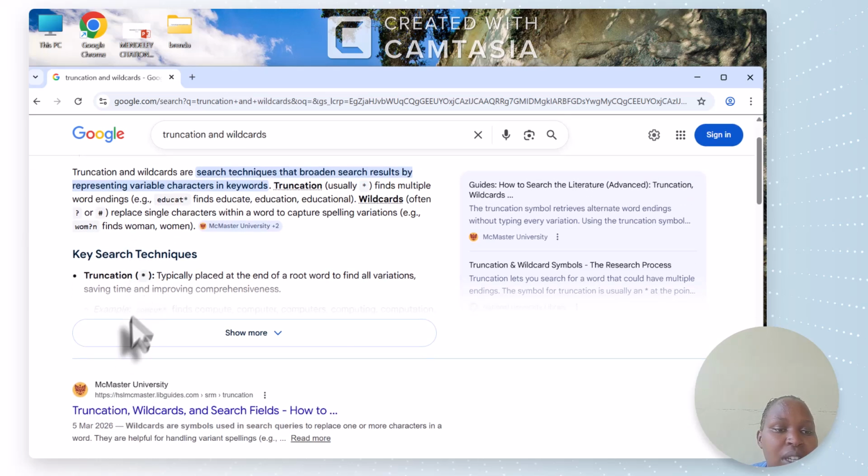The key search technique: truncations are typically placed at the end of the root to find all word variations, saving time and improving comprehension.